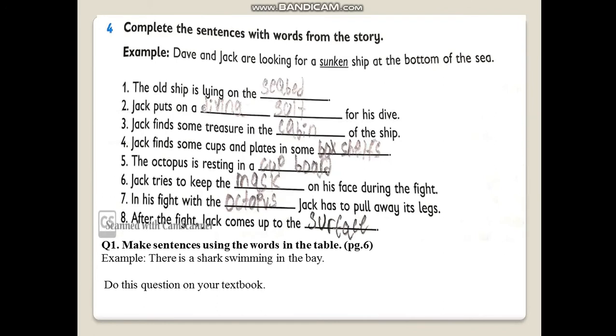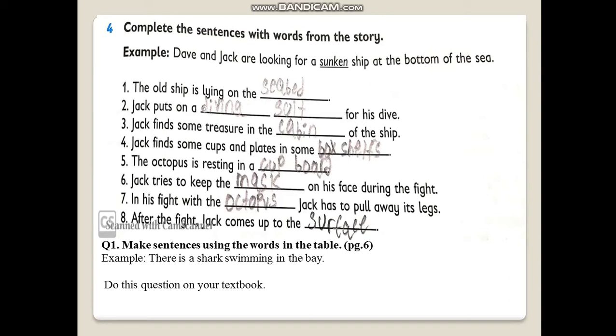Now open your textbook, page number 5. You have question number 4 here. Complete the sentences with the words from the story. For example, Dave and Jack are looking for a sunken ship at the bottom of the sea. Sunken is the word from the story that we have to put in the blank here. Now, number 1: hold your pencils and write down the answers like I have done for you.